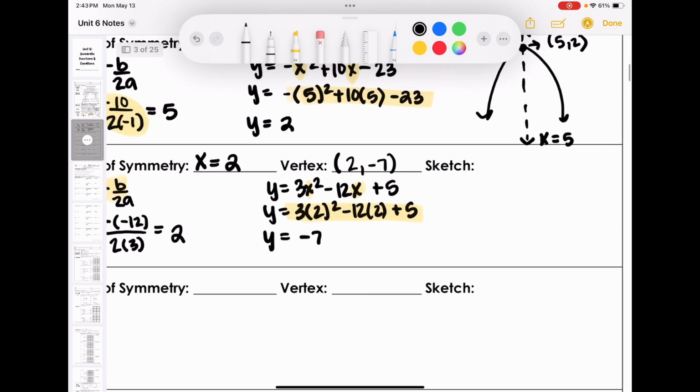Now I'm going to sketch it. So I start by drawing my axis of symmetry and labeling it x equals 2. Now to figure out if my graph faces up or down, I look at my a value, which was a positive 3. So it's going to be facing up. And I'm going to label my vertex 2, negative 7.